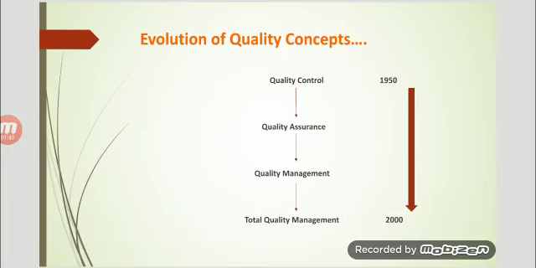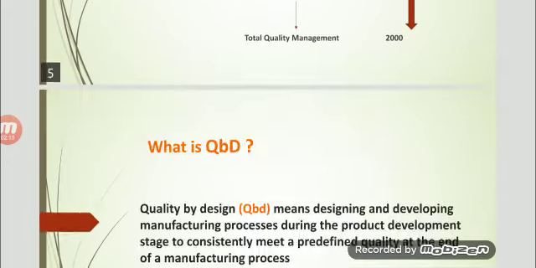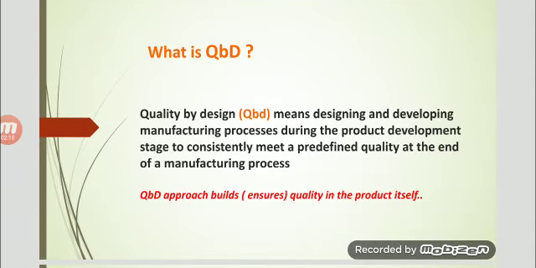Now, this particular slide gives you an overview of how there has been evolution of the quality concept from merely quality control, that is end product testing and inspection, to total quality management, and so on and so forth. It means we have evolved from merely testing to guaranteeing the quality of a product, and therefore this particular concept of QbD becomes very important in today's scenario. So what is QbD?